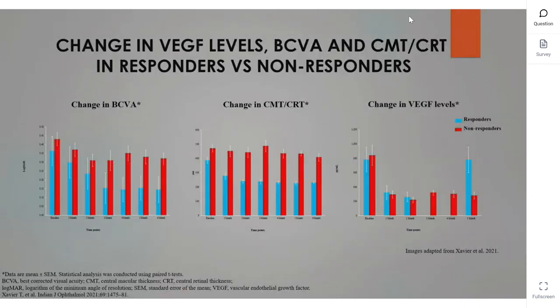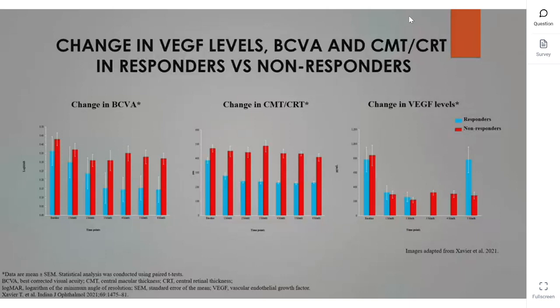Looking at the central macular thickness, there was a baseline difference between the central macular thickness of the responders and the non-responders. That's the second graph you can see. And the reduction in thickness of the macula was hardly anything in the non-responders, where it significantly reduced in the responders.